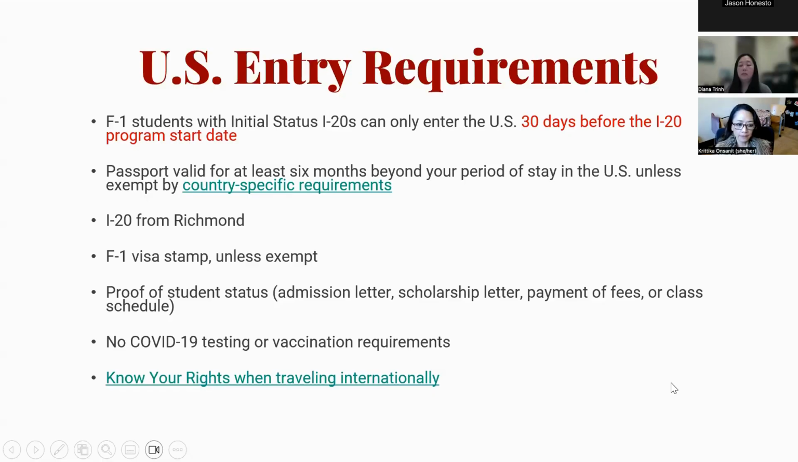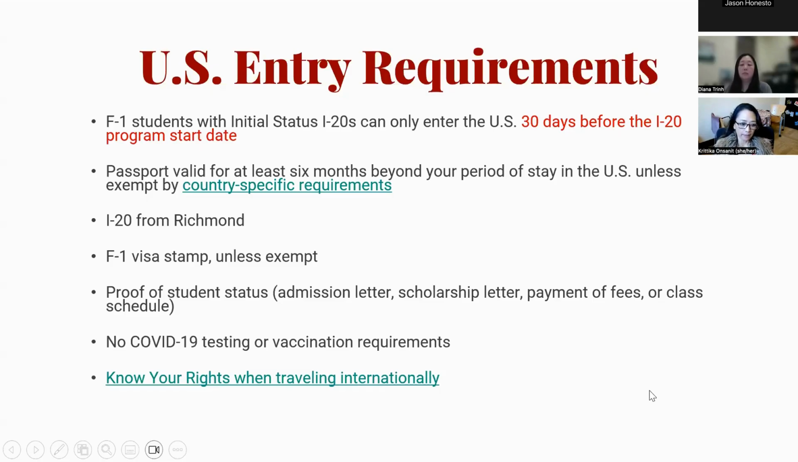There are no COVID-19 testing or vaccination requirements for anything. If you do have your vaccination card, usually it's a yellow card, or for COVID, it would be that white card, I would recommend bringing it just to have as part of your documents in case you need to see a doctor in the US, and you want to keep that as part of your medical history. But just be aware that you don't need to present it for admission to the US.